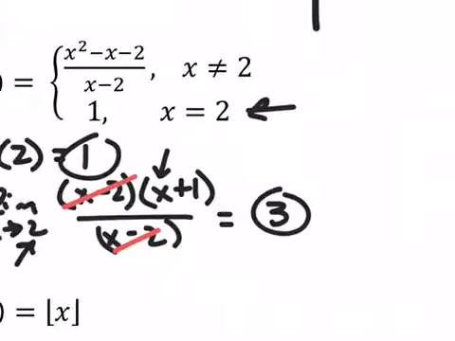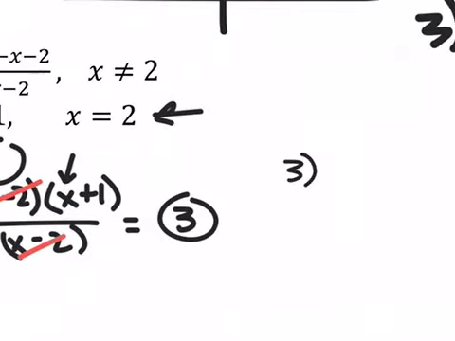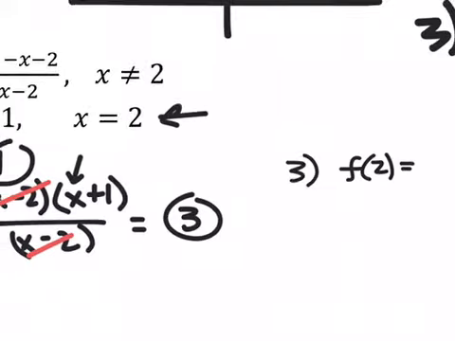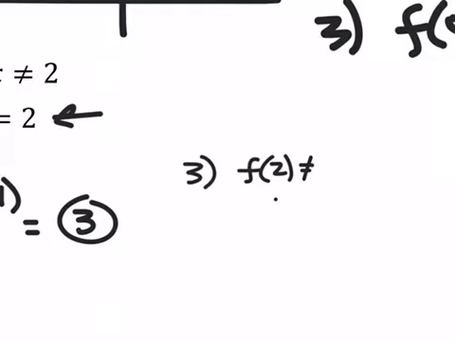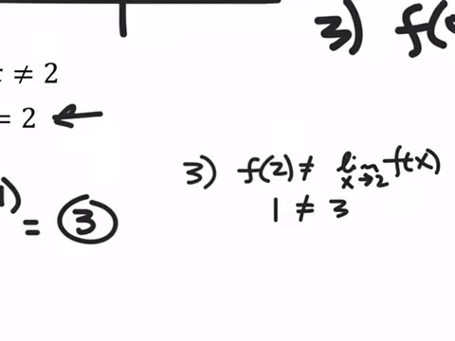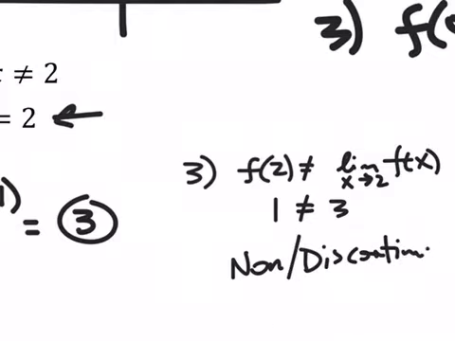It exists. However, in rule number 3, f of 2 is 1, and that's not equal to the limit as x approaches 2 of f of x, which was 3. Then it is not continuous, or discontinuous, at x equals 2.